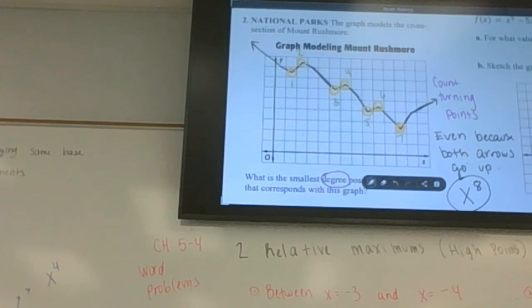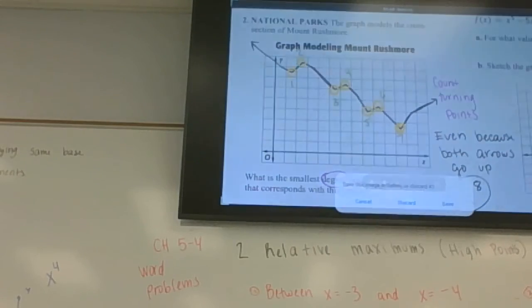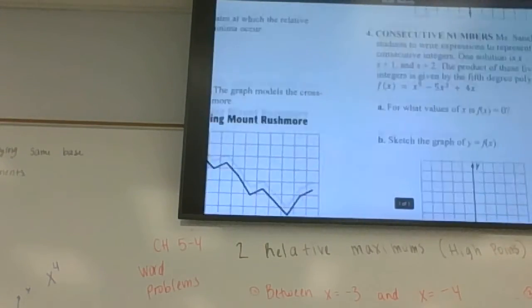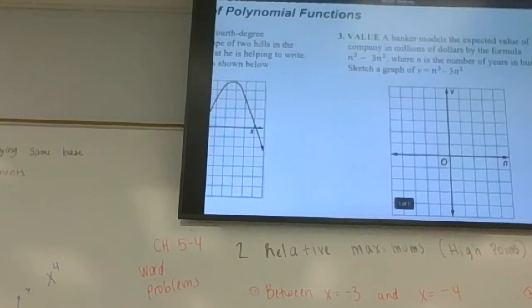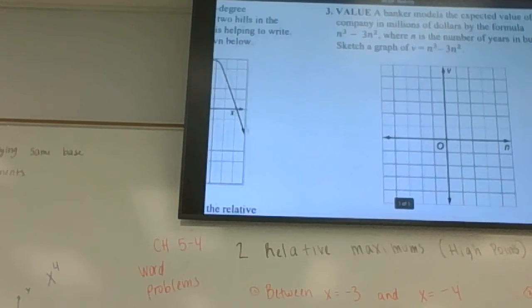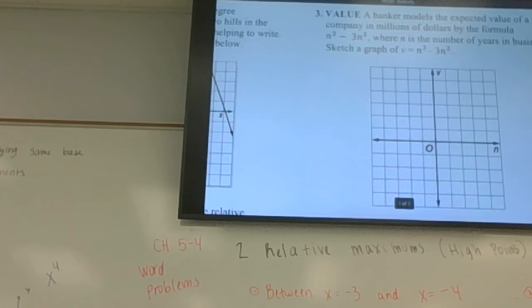Okay. Move on. All right, our last two, we're actually going to create graphs. A banker models the expected value of a company in millions of dollars by this formula: n to the third minus 3n squared. So you're going to graph the cubic function. n is the number of years in business. Sketch a graph. So I'm going to give you a clue how I want you to do this.